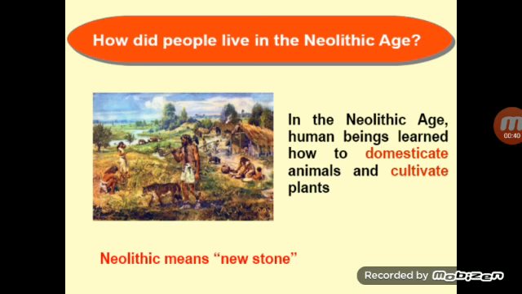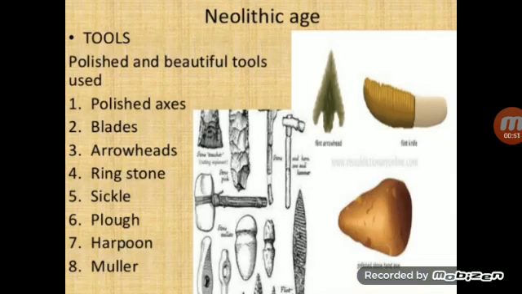Main features. In the Neolithic age, human beings learned how to domesticate animals and cultivate plants. Improved stone implements were used. The stone tools were shaped and polished. Humans used digging sticks to till the soil. Stone sickles were used to reap the crops. Their axes were larger and attached to wooden handles. Stone knives were used to cut plants, fruits, and meat. Bone tools were also used.